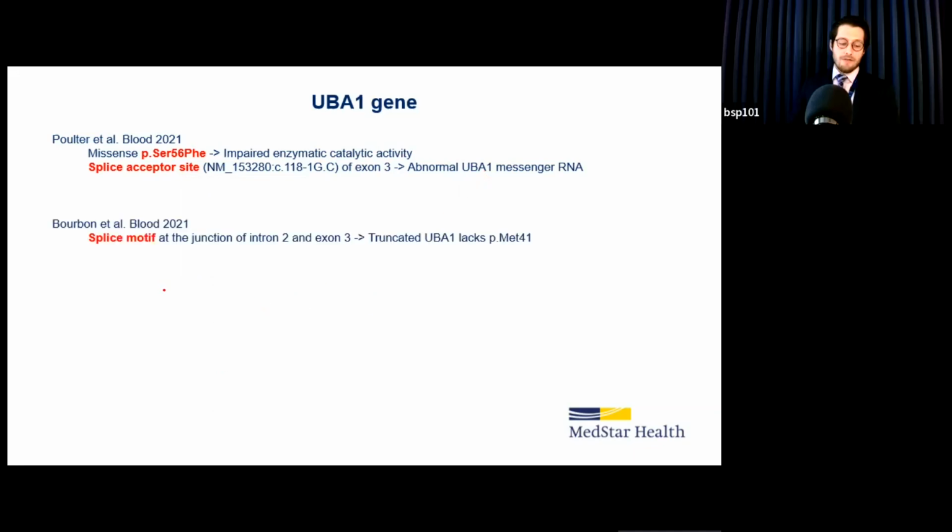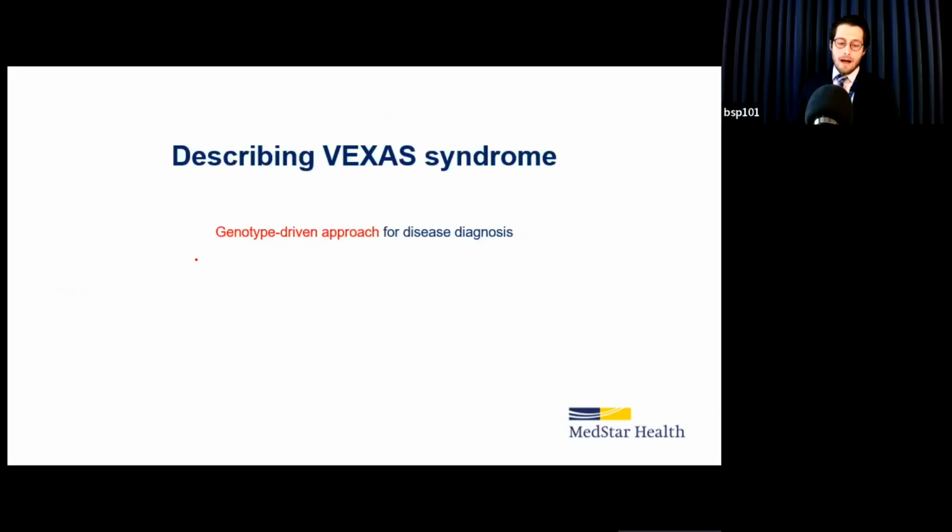Another French group found a different type of splice motif mutation that leads to a truncated form of the UBA1 that lacks the same codon where we saw the original mutations. And then this other group found intronic deletions. So now that we have more patients, the original mutations are present in about 90 to 95% of patients with VEXAS syndrome. And these other rare mutations are clinically relevant, but they're only present in about 5% of the patients.